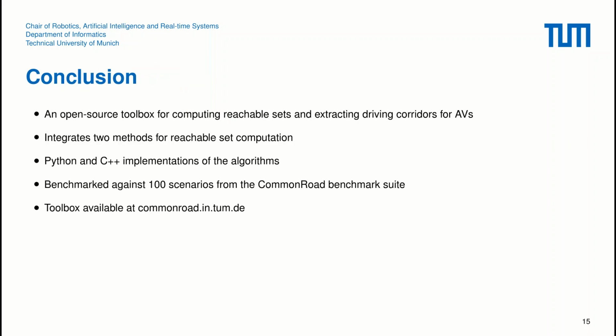To conclude, in this study we present CommonRoad-Reach, which is an open-source toolbox for computing reachable sets and extracting driving corridors for automated vehicles. It integrates two methods from our previous works for reachable set computation. By providing Python and C++ implementations of the algorithms, our toolbox offers both prototyping and real-time capabilities to users. And we demonstrated the performance of our toolbox through benchmarking against scenarios from the CommonRoad benchmark suite.